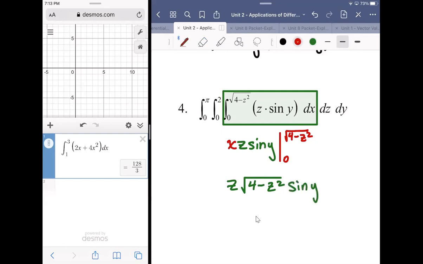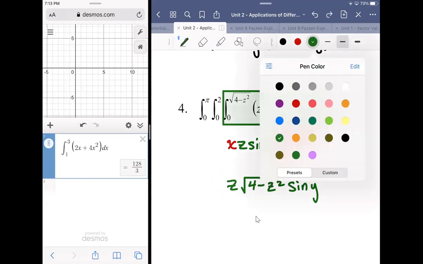All right. Now, this is a multivariable expression that contains both a z and a y. So we can't go to the calculator yet. But what we can do is work. Let me just get a fresh new color here.